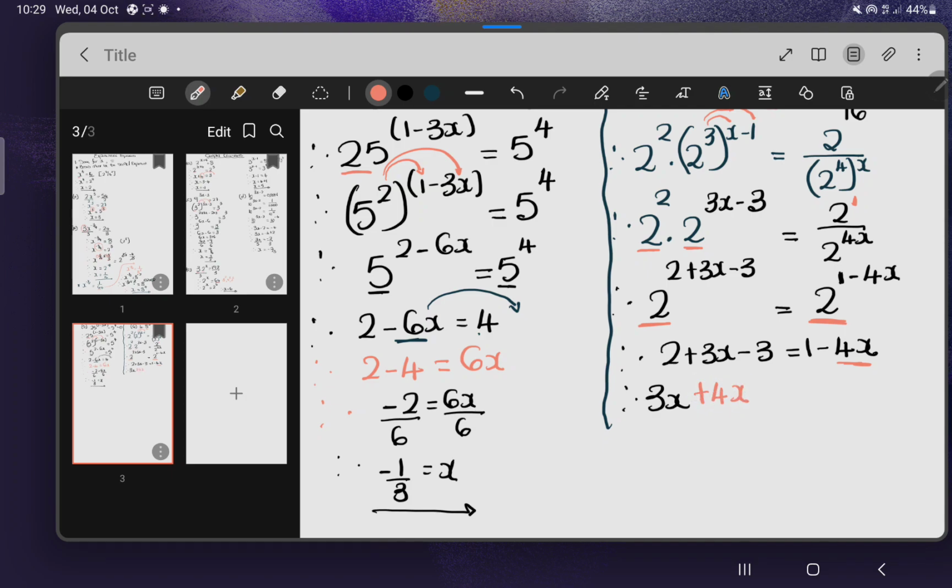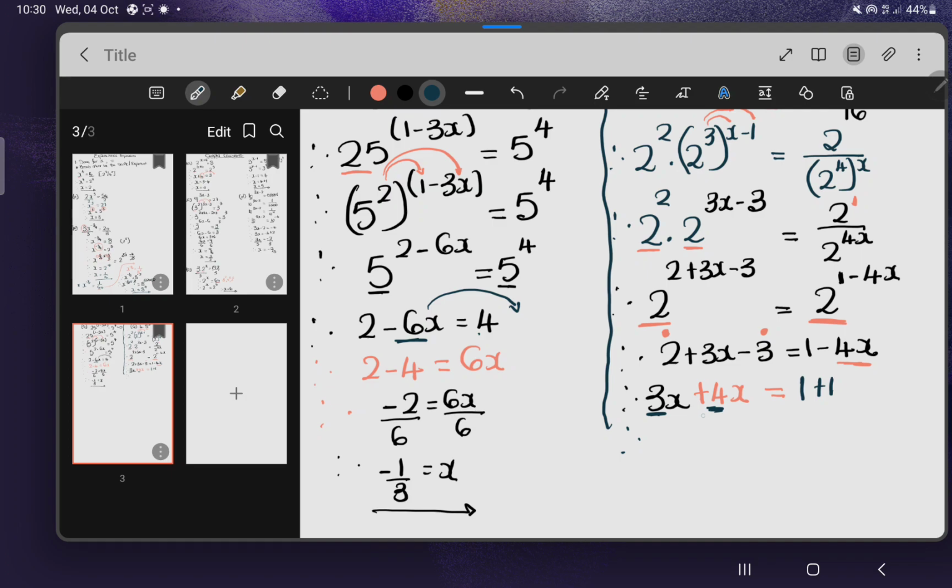Then you can check here. I have negative 2 and negative 3, so that is basically negative 1. So I will have to take negative 1 to the other side, so that thing has to change the sign. If it doesn't change the sign, then it will be incorrect. Then I will have to add the like terms.